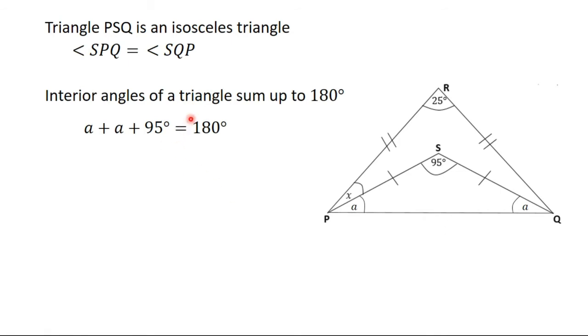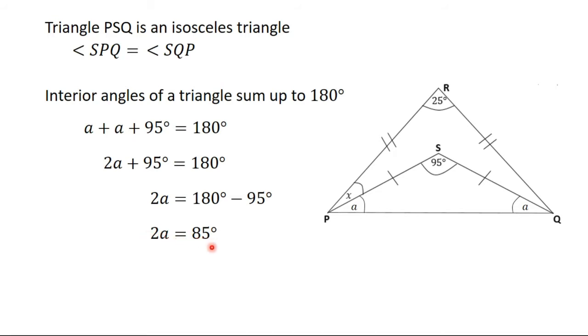We know that the interior angles of a triangle sum up to 180 degrees. So A plus A will give us 2A, plus 95 degrees will be 180 degrees. So 2A will be equal to 180 degrees minus 95 degrees, which is 2A is equal to 85 degrees. We divide both sides by 2, and A is giving us 42.5 degrees.